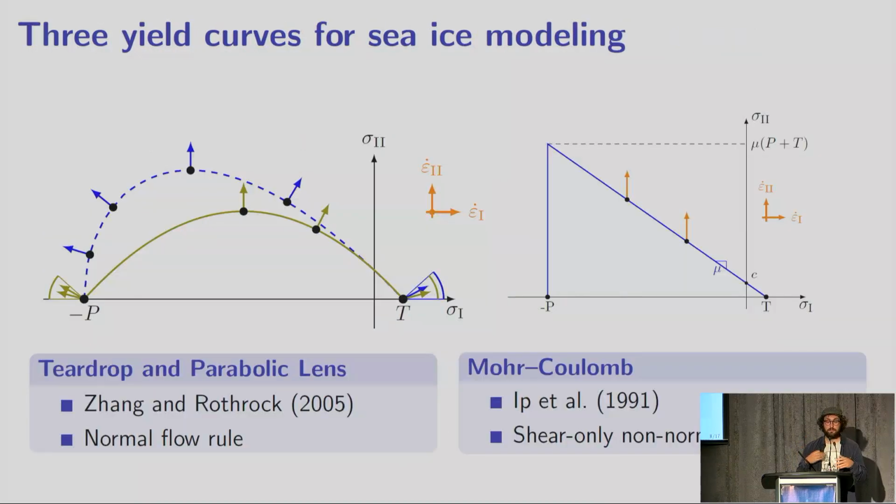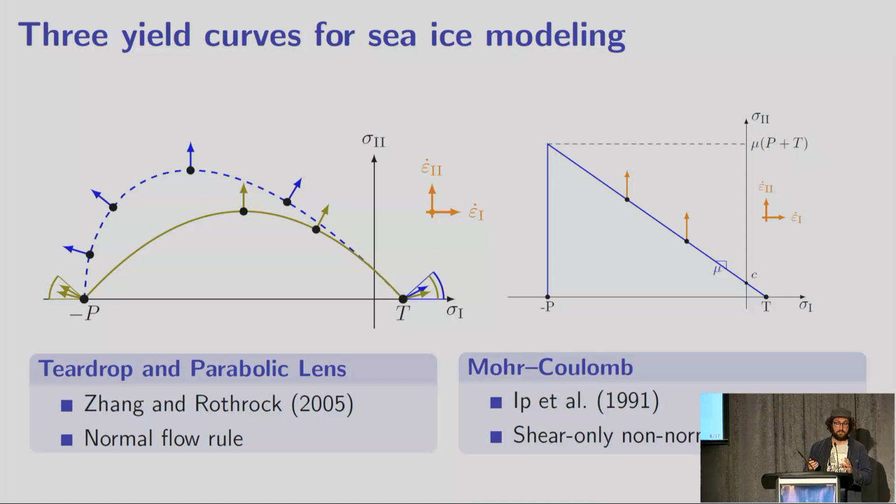Looking at the literature of sea ice models, we can see different yield curve shapes have been used. There is a teardrop and a parabolic lens shape that were used in 2005 with a normal flow rule, and there is a Mohr-Coulomb yield curve created in '91, which uses a shear-only non-normal flow rule. You can see that the ice in this rheology only deforms in shear.